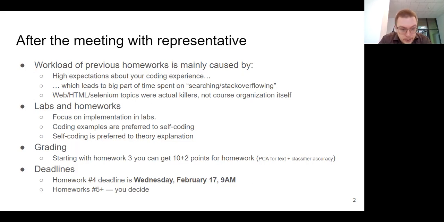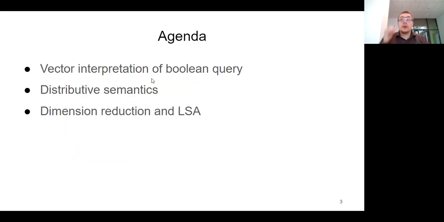Tuesday, Wednesday, doesn't make any difference. Comments from online? Perfect. So let's go. Our today's agenda for the first lecture, which remains only an hour: how to reinterpret the Boolean query which we discussed in the previous lecture in a vector form. We'll speak about distributional semantics, and we'll speak about dimensionality reduction and the latent space analysis method. Before we start, no initial questions, great.